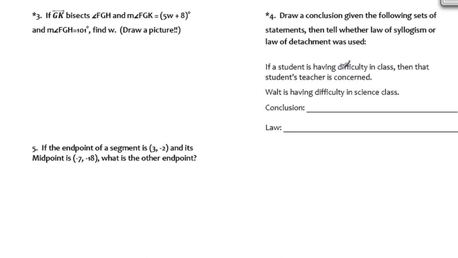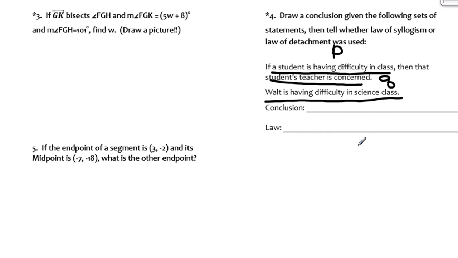All right, let's do some review. Draw a conclusion given the following sets of statements and tell whether law of syllogism or law of detachment was used. If a student is having difficulty in class, that's P. Then that student's teacher is concerned, that's Q. Walt is having difficulty in science class. Well, if he's in science class, then he's a student having difficulty in class. So that's P. So far we have the conditional if-then, P implies Q.